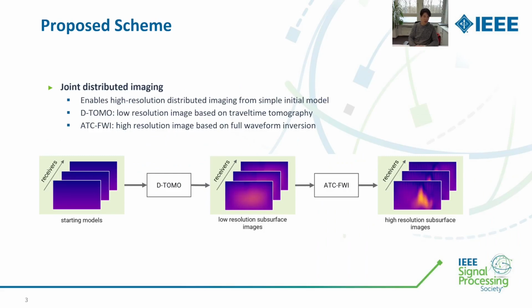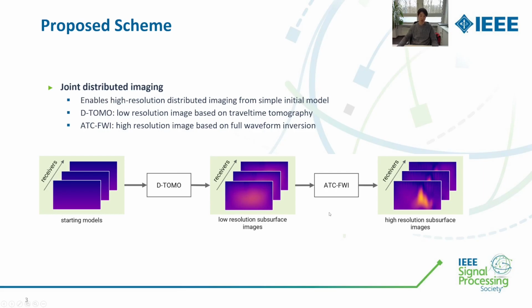What we proposed in this paper was a joint distributed imaging scheme that enables high-resolution distributed imaging starting from a simple initial model. So, for example, here we start with a simple velocity model of the subsurface that we want to reconstruct. Each receiver has the same starting model, and then we apply the so-called D-TOMO method. This method is based on traveltime tomography and obtains a low-resolution subsurface image at each receiver in a distributed fashion.